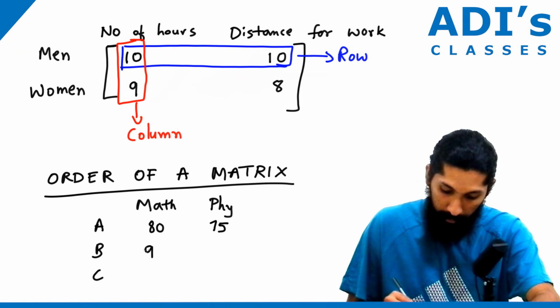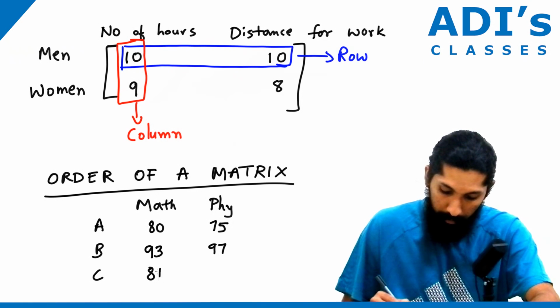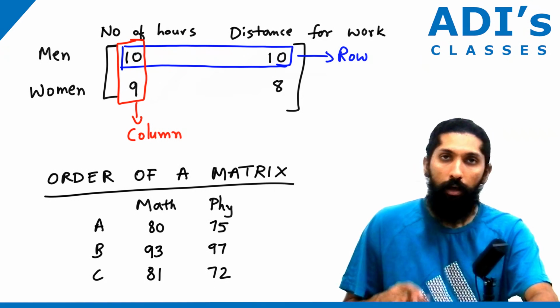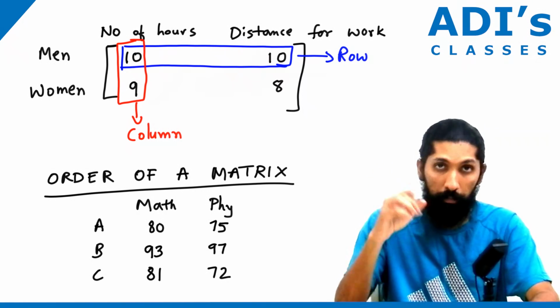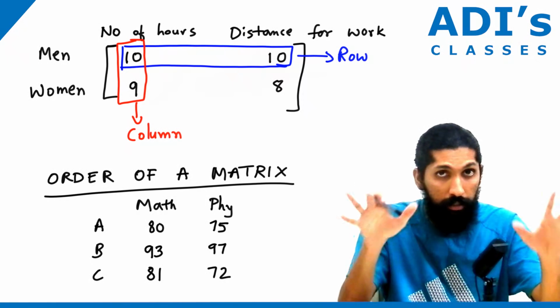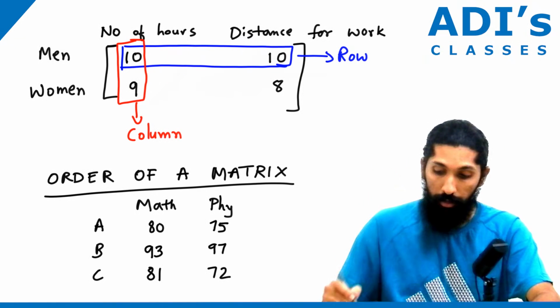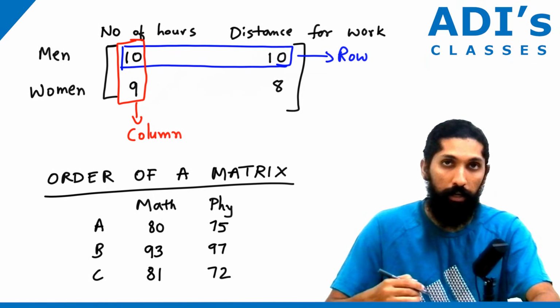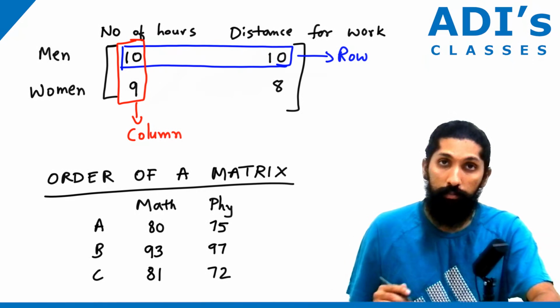B scores 93 in math and say 97 in physics. And C scores, let's say, 81 in math and say 72 in physics. Now basically it's just numbers which are represented in a rectangular form, correct? Now look at this and understand how many rows and columns are there.